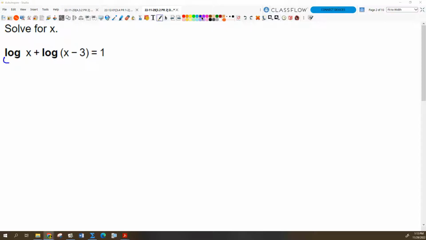Okay, so we could do what then? How am I going to turn that into a single log expression? Log of A plus log of B is equal to what? Log of A times B, exactly. Yeah, log of a product, right. So we could turn this into the log of x times x minus 3. Okay, now that's better, right? What's the implied base there? 10.